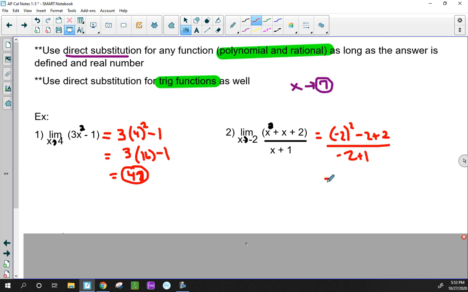Alright, so the numerator, I see negative 2 squared is 4, minus 2, plus 2. Denominator is just negative 1 down the bottom. And it looks like 4 minus 2 is 2, 2 plus 2 is 4. I'm left with 4 over negative 1. And so the limit of that problem is negative 4.